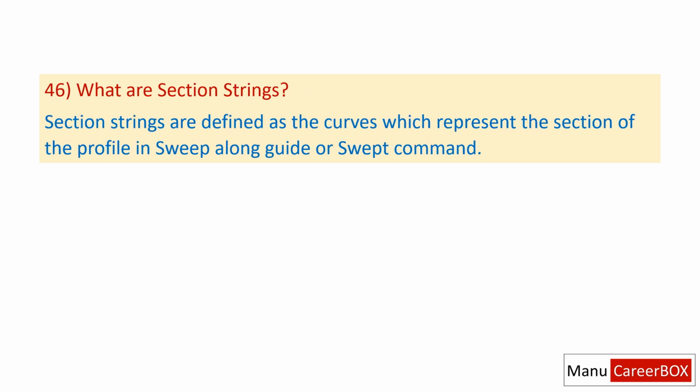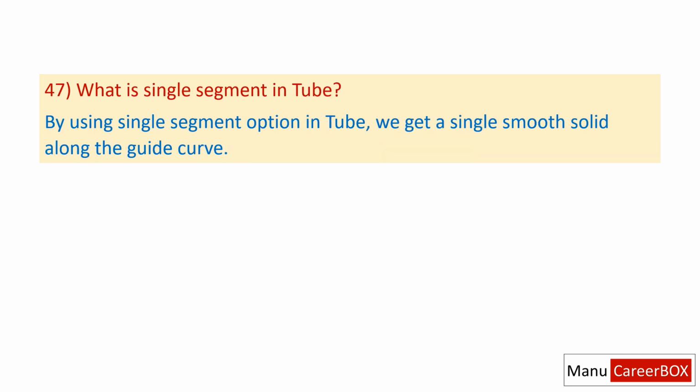46. What are section strings? Section strings are defined as the curves which represent the section or profile in sweep along guide or swept command. 47. What is single segment in tube? By using single segment option in tube, we get a single smooth solid along the guide curve.